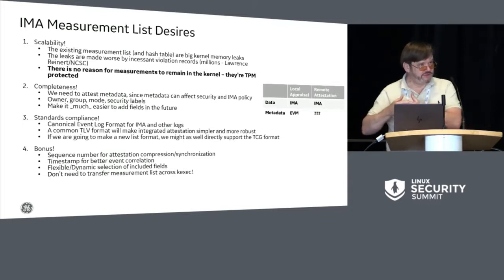With our current setup, if remote attestation says the data of the file is correct, well, that's good. But we also need to know: is the security label on it still correct? Is the mode still correct? Has somebody made it set UID root? These other sorts of things we need to have as part of our attestation.